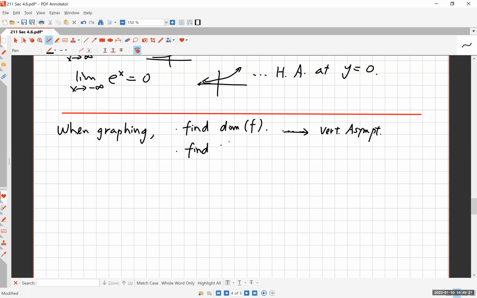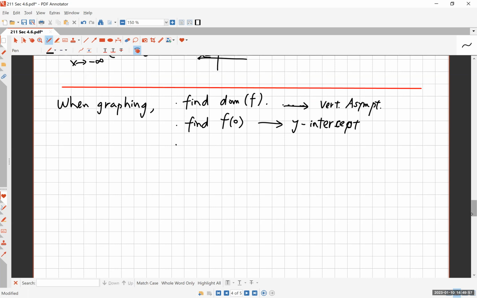Also, it's easy to find f of 0 typically, just because you plug in the number 0, and typically it's easy to find the value of the function at 0. And what's the significance of this? Well, that's going to give you the y-intercept, as long as 0 is in the domain of the function, right? And these are a very easy first two steps in analyzing functions.